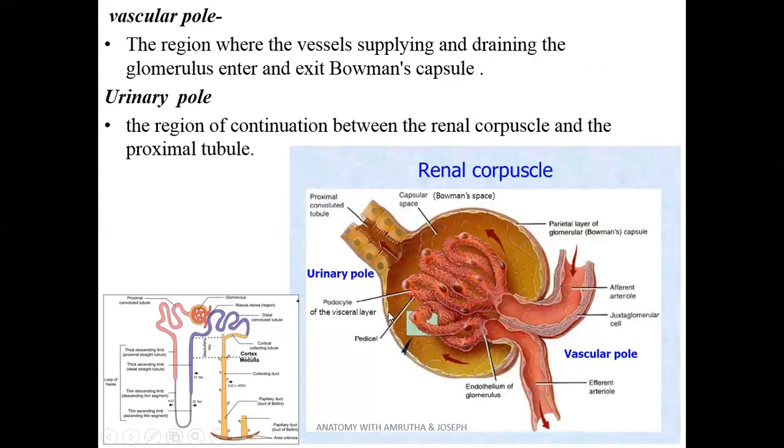There are two poles related to the renal corpuscle. The vascular pole, where the afferent arteriole enters, forms the glomerulus and comes out as the efferent arteriole. And the other pole, where the gap between the outer layer and the inner layer, called the urinary space, continues as the proximal convoluted tubule. This area is the urinary pole.